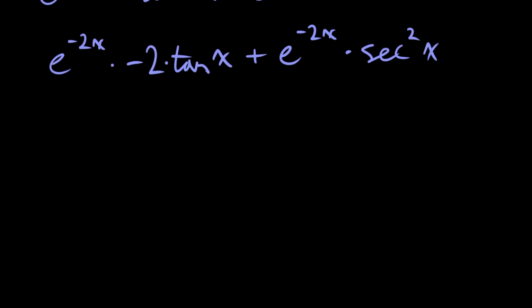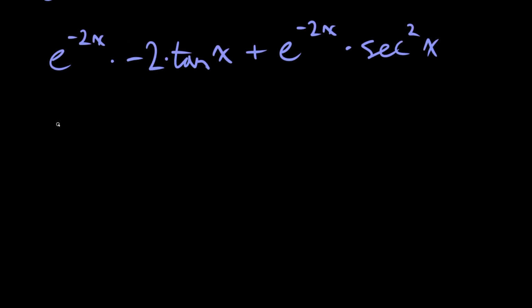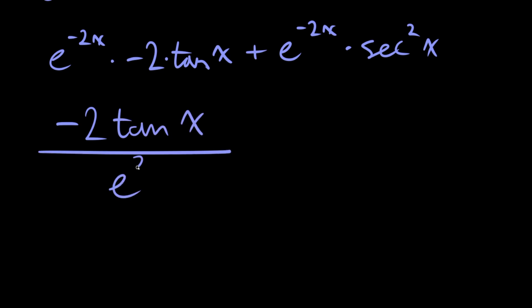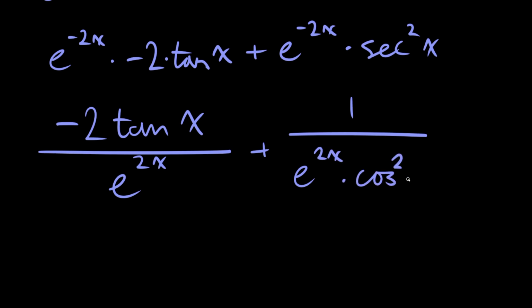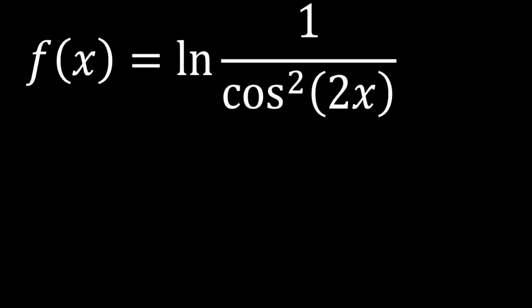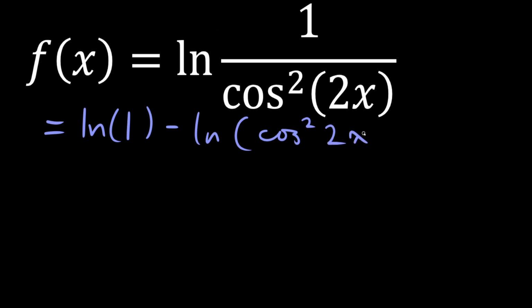We know that secant is just cosine's reciprocal. So this is negative 2 tan x divided by e to the 2x plus 1 over e to the 2x times cosine squared x. So there's a few ways of going about this question, but there's only one way I would approach it if I saw this. I would recognize that when I have the division of two things within the terms of a logarithm, you can write them as a subtraction. So this is ln of 1 minus ln of cosine squared 2x.